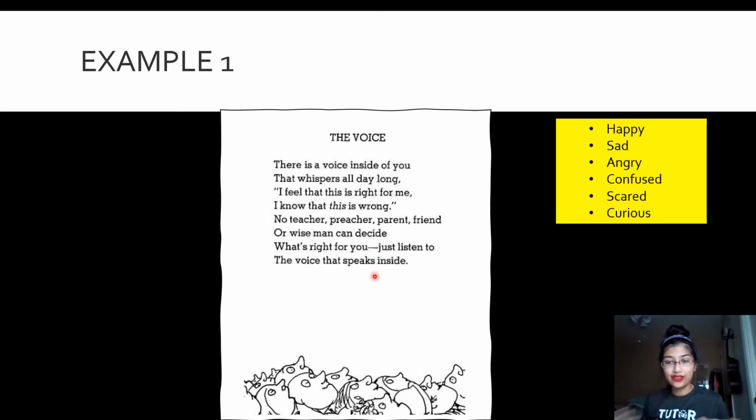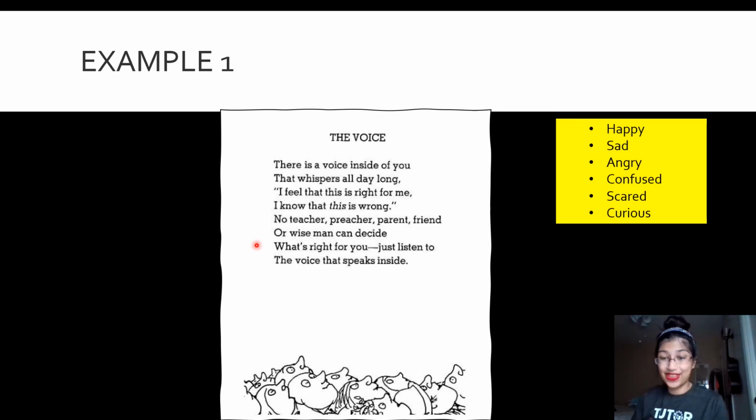So, after reading this poem, we know that this poem is talking about a voice. And if we're going to be a little bit more specific, it's talking about a voice inside of us. The voice inside our hearts, inside of us. And it's talking about how you should just listen to that voice that speaks inside. So, this poem makes me feel happy because it's talking about how you should always follow your heart. You should always follow whatever this voice tells you.